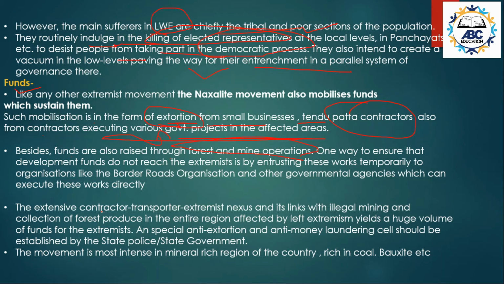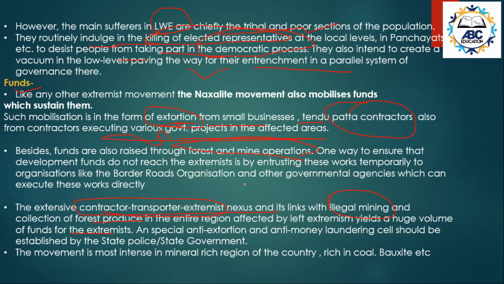And what these extremists and these Naxals have done is they have established a nexus between the contractors of mining, transporters and extremists, because of which they are using the illegal money which they get from illegal mining in these areas and collection of forest produce. They are actually utilizing illegal funds, and that is how they collect funds for their cause. And so what is the solution for this problem?